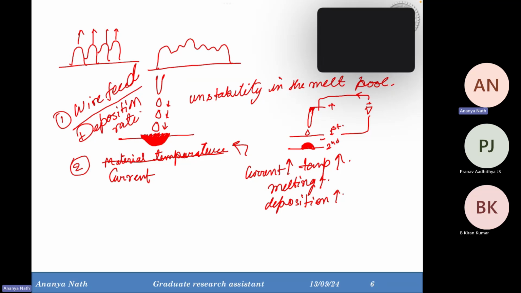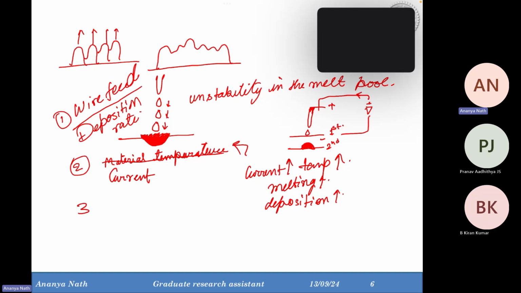So my current is an influential parameter here. If I increase the current, I'll have deposition in an easy way. And if I decrease the current, melting the wire, melting the electrode will be difficult. Now, there should be an optimal amount of current. If you increase the current very high, then the temperature will rise so much that you will have instability in the melt pool again. So you have to have an optimal condition of the current. So this is my second process parameter.